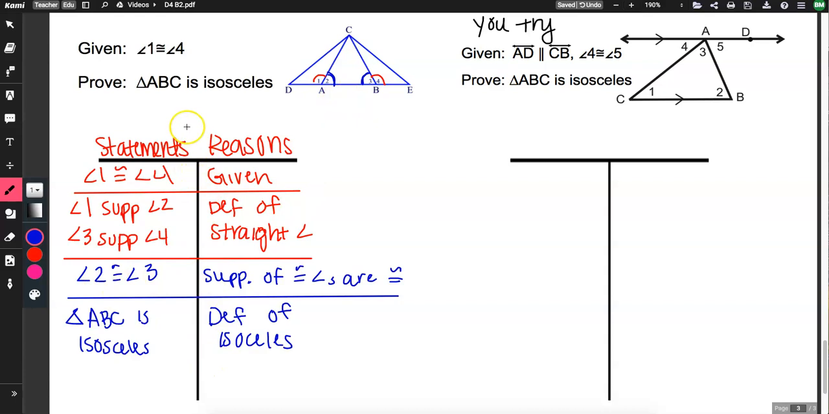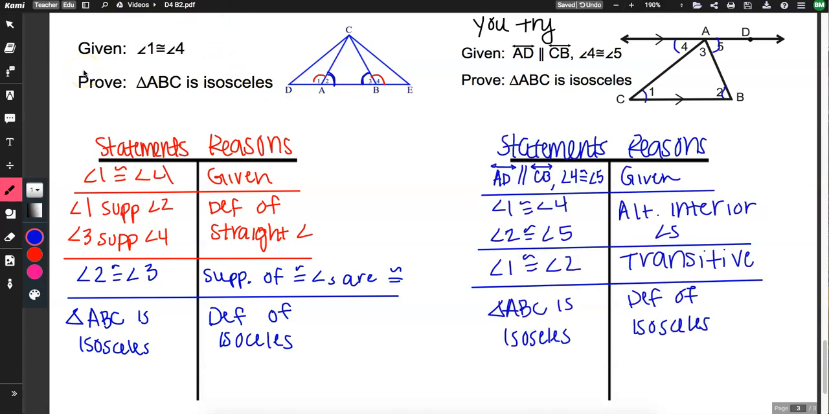Okay, see if you can do the next one on your own. You're going to use more thinking from our parallel lines. So alternate interior, alternate exterior, corresponding, those kinds of thoughts will help you do the next one.